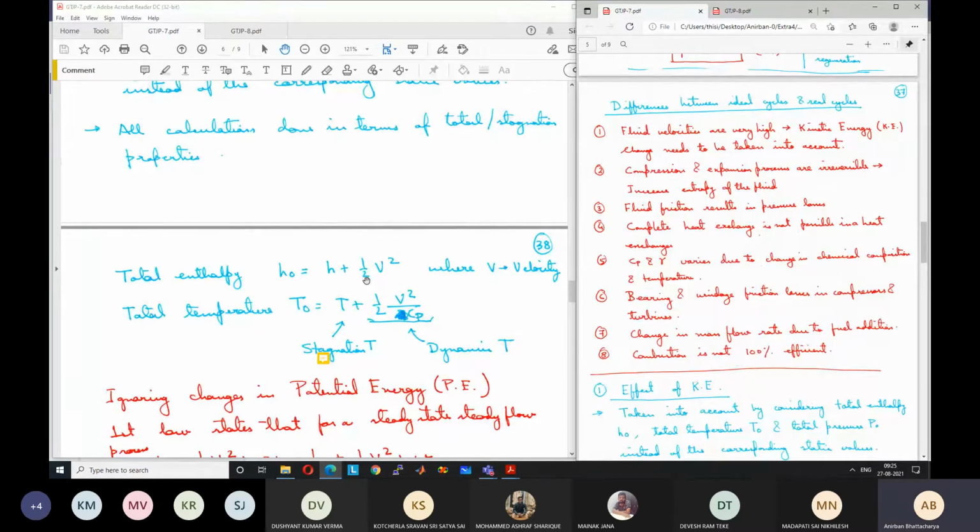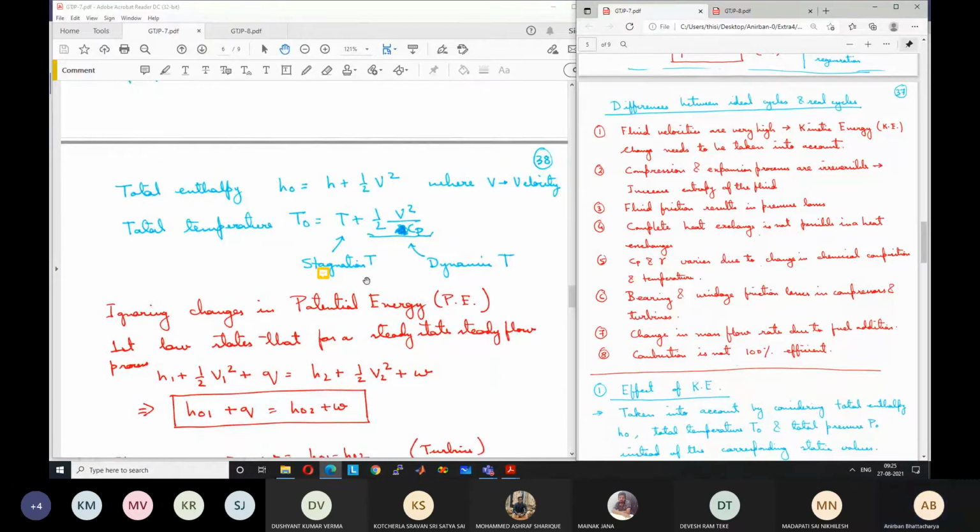Similarly, from the same expression of enthalpy, we can find the total temperature or stagnation temperature. This one is static temperature. I have wrongly written stagnation temperature. So stagnation temperature T0 is equal to static temperature T plus half V square by Cp. From this expression, if you divide by Cp, you get T0 is equal to T plus V square by 2Cp. This T is known as static temperature. This is the normal temperature that we measure. And V square by 2Cp is known as dynamic temperature. This is the additional component due to kinetic energy of the fluid.